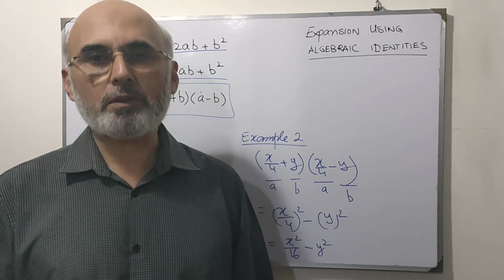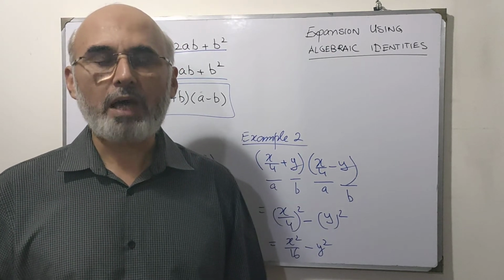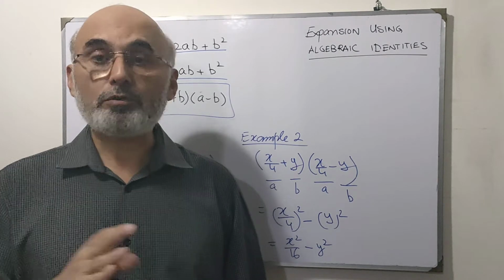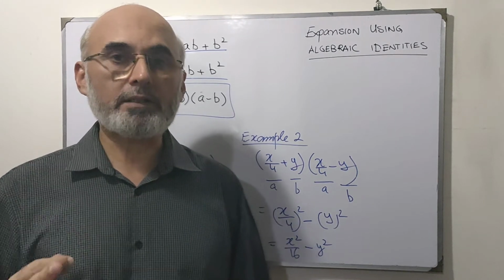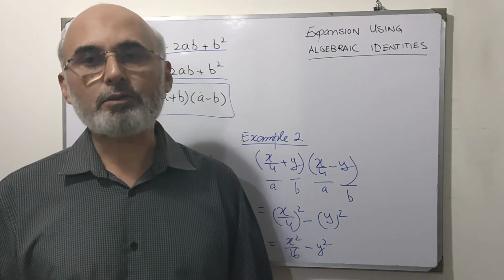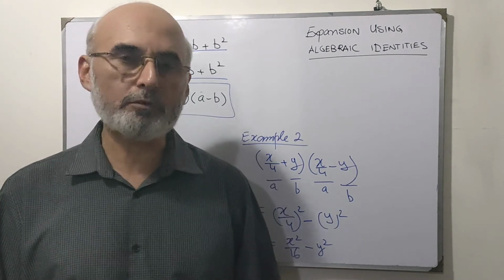So now let's do some evaluation using the identities. Suppose you are given a number and we have to square that number without using a calculator; we have to apply some identity and get the result. So how to do that? Let's take a couple of examples for that.